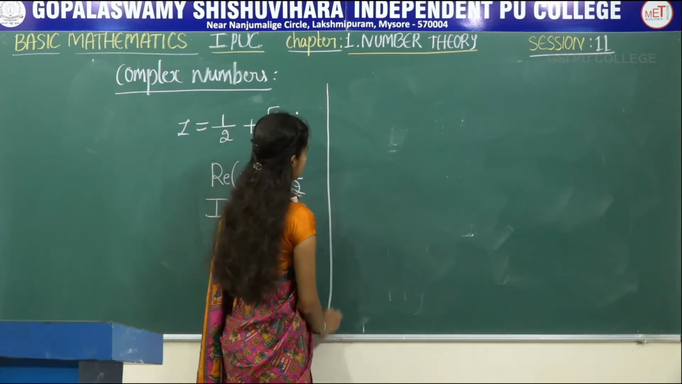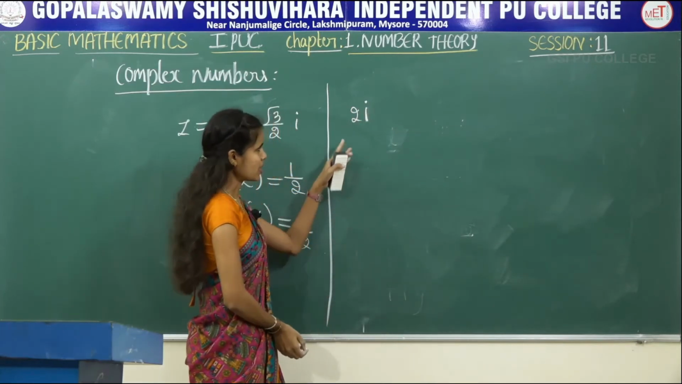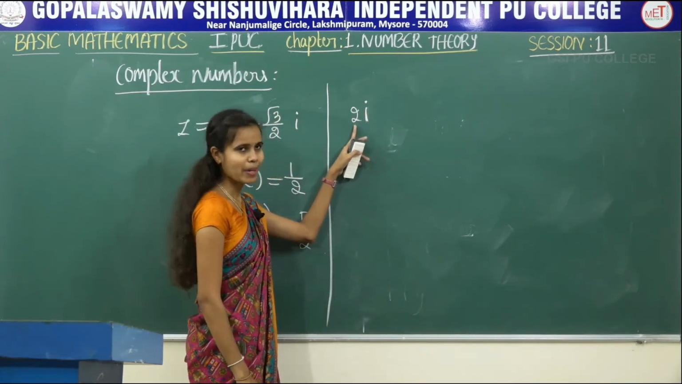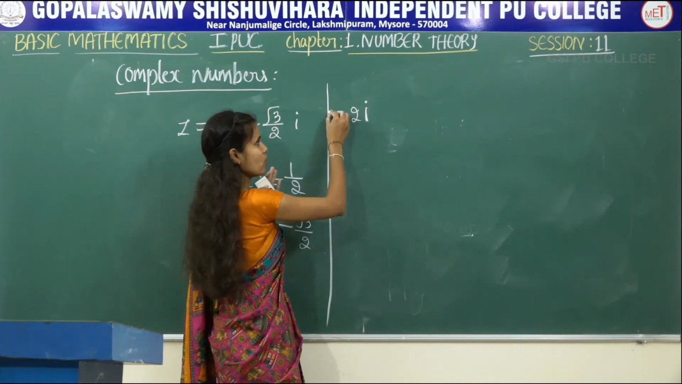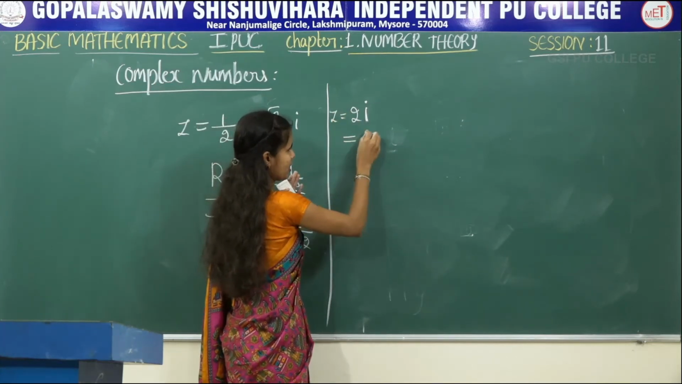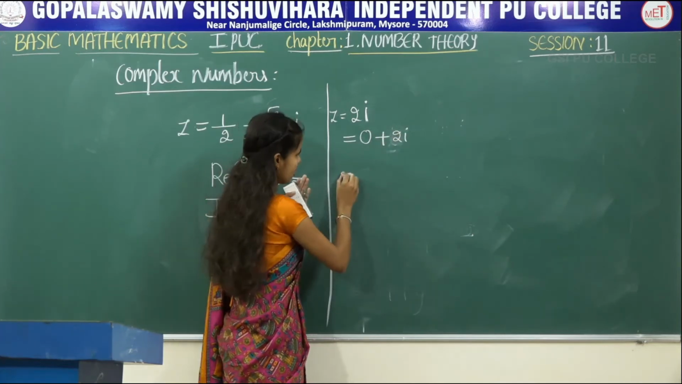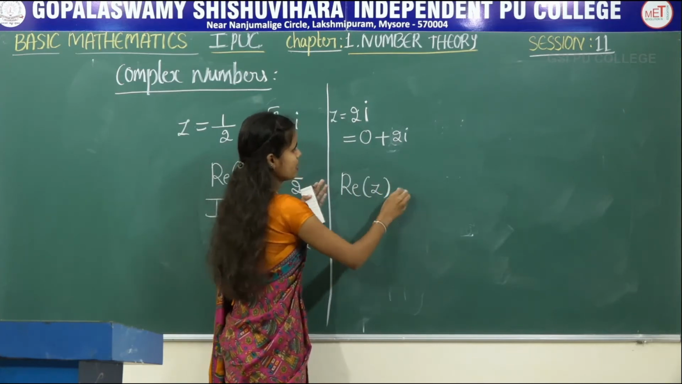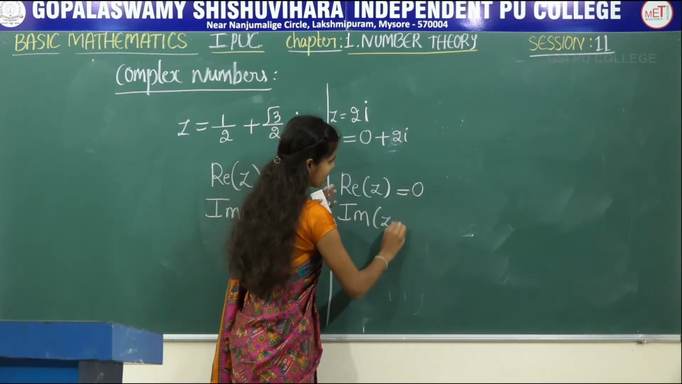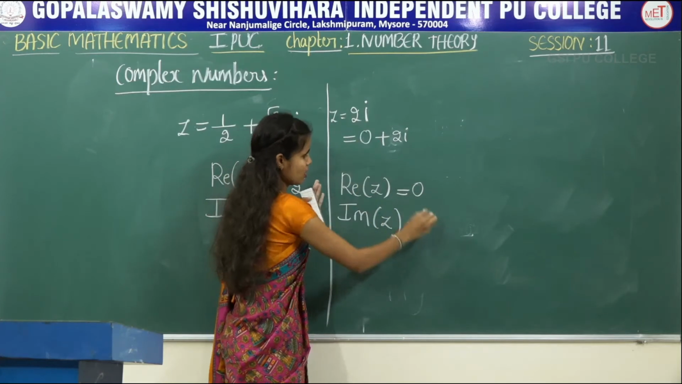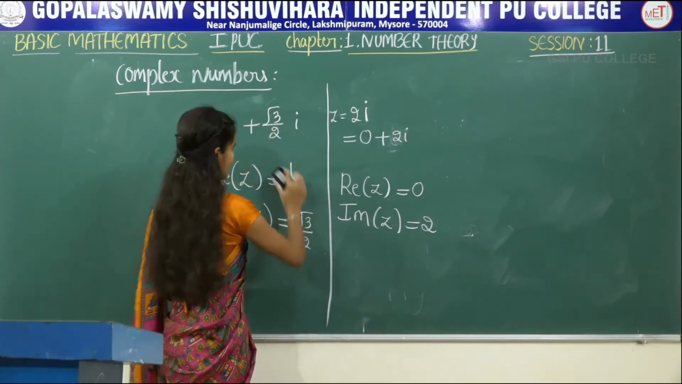Suppose we consider 2i. Here observe the coefficient of I is 2, which is called the imaginary part, but there is no term independent of I, therefore the real part is equal to 0. This number can be written as 0 plus 2 into I. 0 plus 2i is 2i. The imaginary part of the complex number, the coefficient of I, is 2. The imaginary part is 2, the real part is 0.